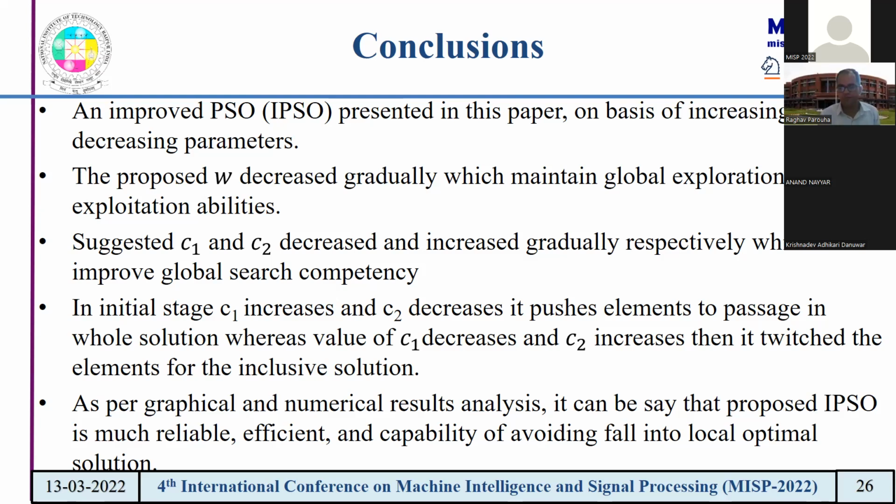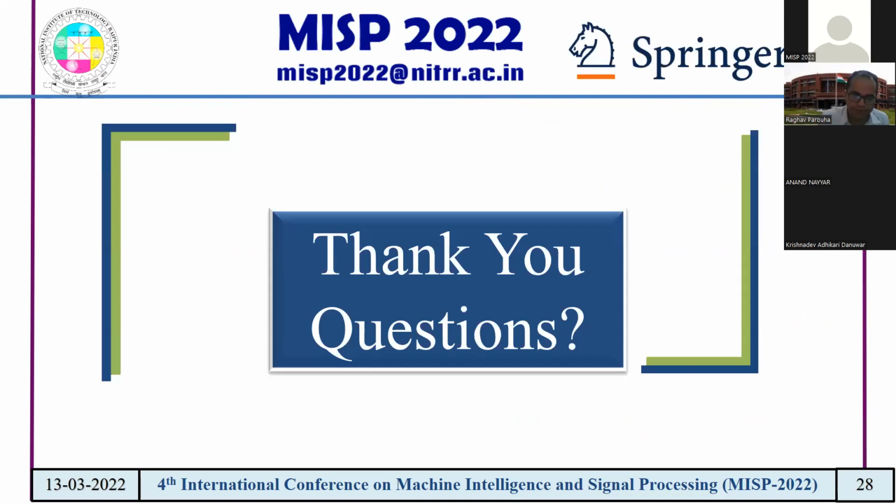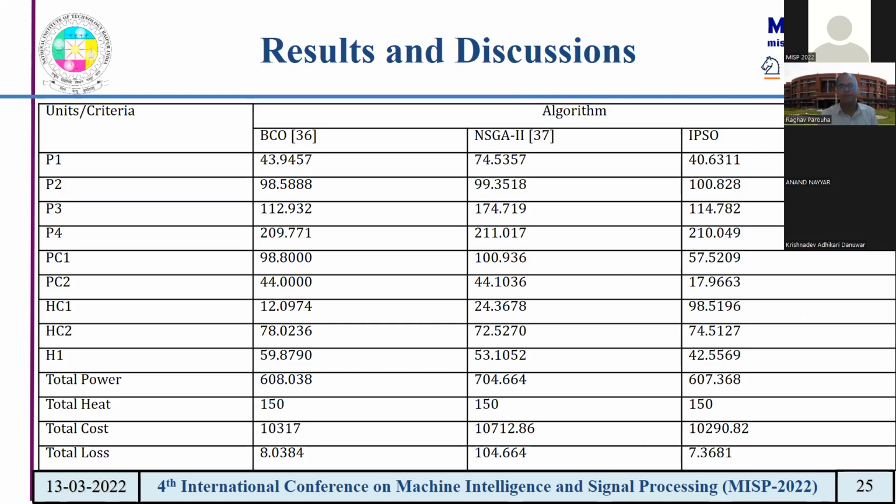As per the graphical solution, we can say that these parameters work better if we implement them in the velocity update equation and get a good result. So thank you very much. If you have any questions, please. Thank you, sir.